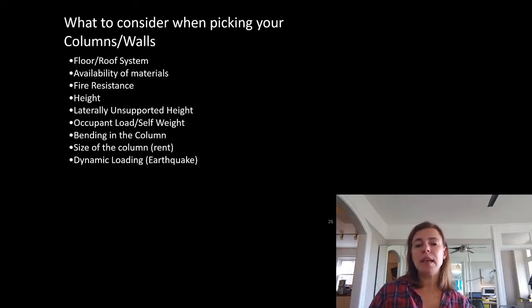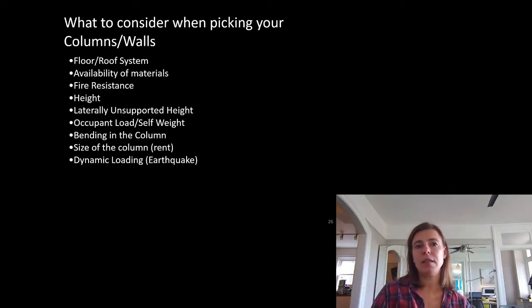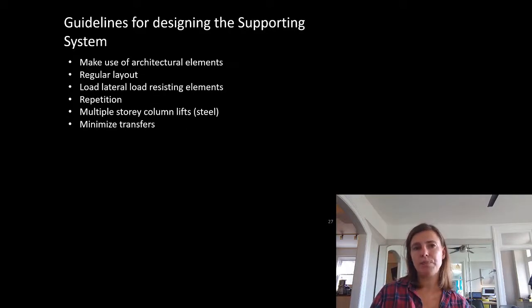What's the laterally unsupported height? Meaning that there's nothing bracing it on the sides. Load might make you have a specific requirement change. Rent, like we talked about, and again, dynamic loading. So these are very similar to some of the other things we've been seeing, but again, I just wanted to point them out specifically for columns and walls.